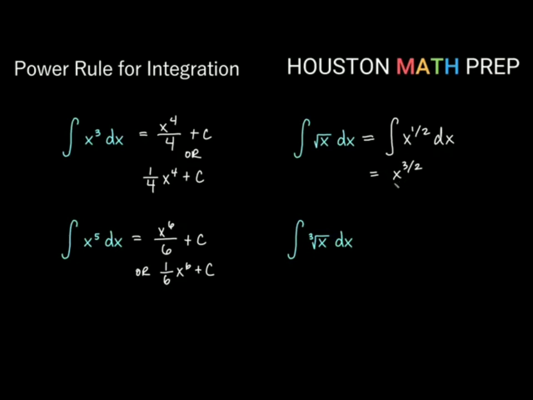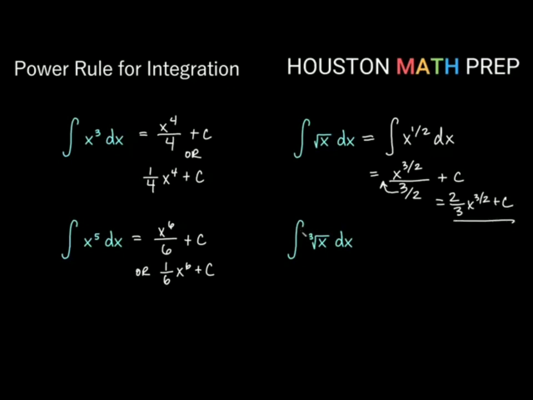Now we'll divide by that new power, right? So divide by 3/2 plus our constant of integration. We don't want to leave this one with a fraction in a fraction, so instead of dividing by 3/2, let's multiply by the reciprocal instead. So we'll say 2/3 x to the 3/2 plus our constant of integration there.